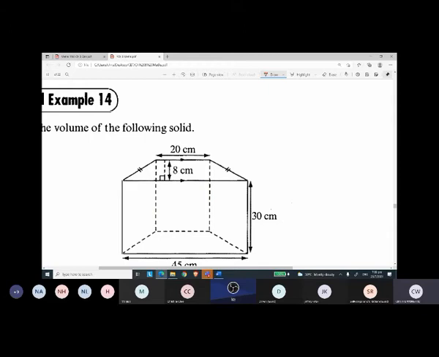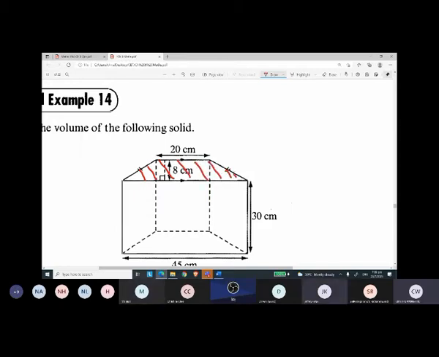When you look at this side, can you tell me what is the shape of the area? If I ask you to find the volume, you just have to find the area of one of the cross-sectional areas, one of the faces, right? And then you times the height, isn't it? So when you look at this, can you tell me what shape this is?